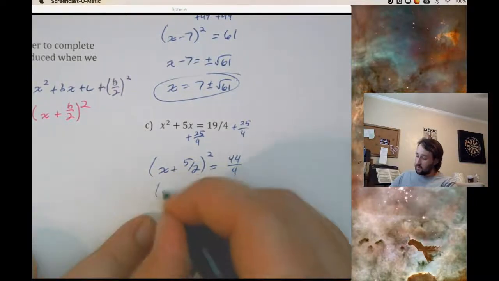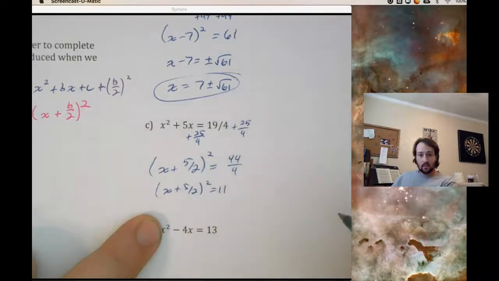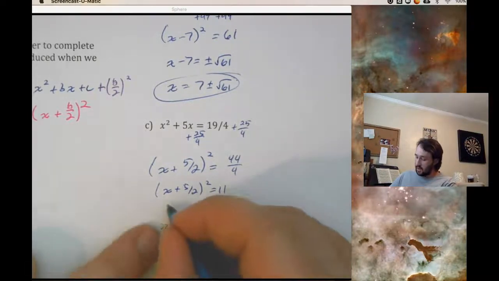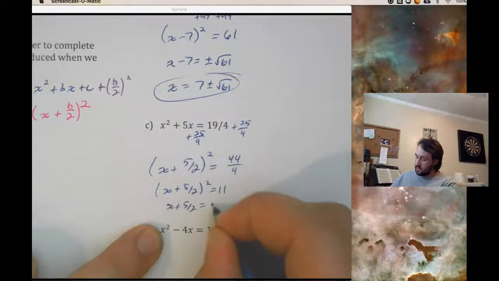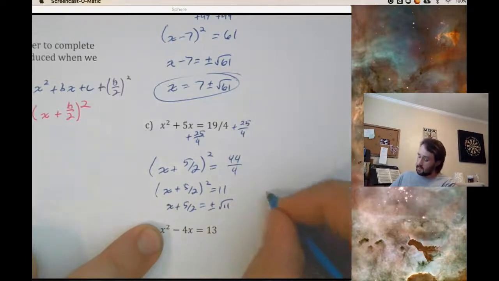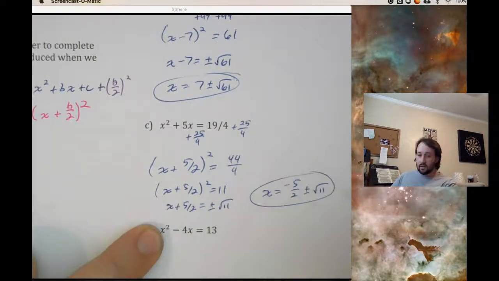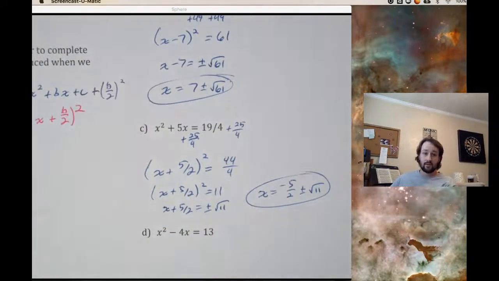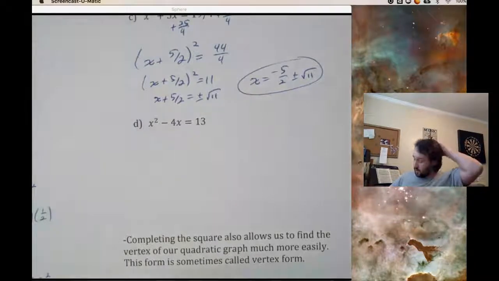So now I have x plus 5 over 2 squared equals 11. Square root both sides. So now I have x plus 5 over 2 equals plus or minus the square root of 11. And then just subtract over that 5 over 2. So I'll have for my solutions x equals negative 5 over 2 plus or minus the square root of 11. It's ugly, but it's fine. There's nothing wrong with that. You can type it in your calculator and get the actual decimal solution to that too. Here, another nice one.